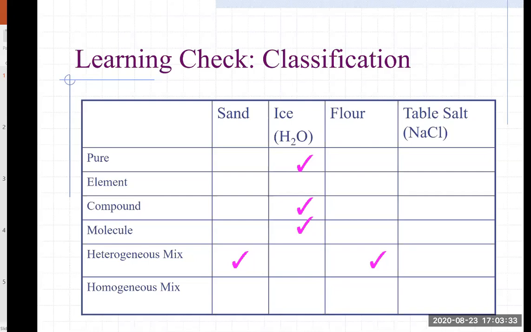Table salt, NaCl, again, is composed of elements. And not only composed of elements, but we see that we have this fixed composition. 1 sodium, 1 chloride all the time. So that means we have a pure substance, and that pure substance is a compound.